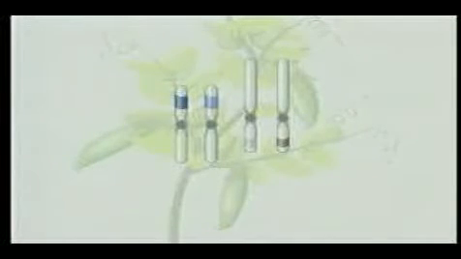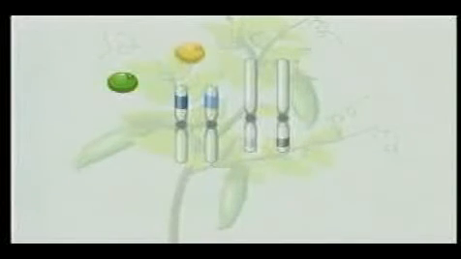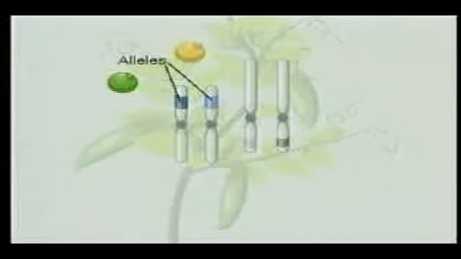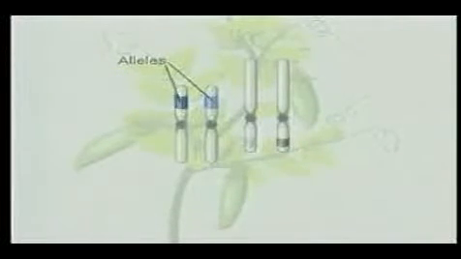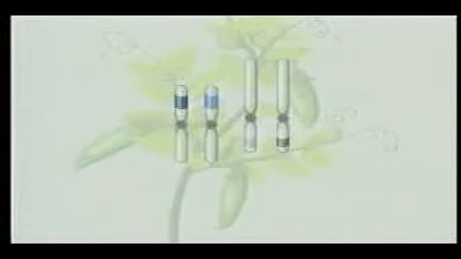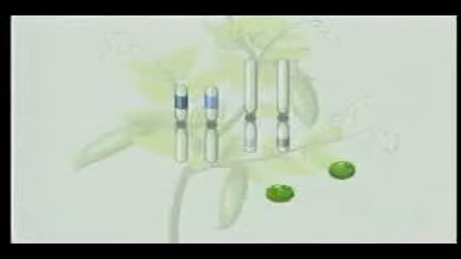The 2 copies of the gene may specify 2 different versions of the same trait, seed color for example. One version of the gene on one chromosome may specify green seeds, while the version on the other chromosome may specify yellow seeds. The different versions of a gene are called alleles. The cell also carries 2 different alleles that determine seed shape. One allele for wrinkled seeds and the other allele for smooth seeds.